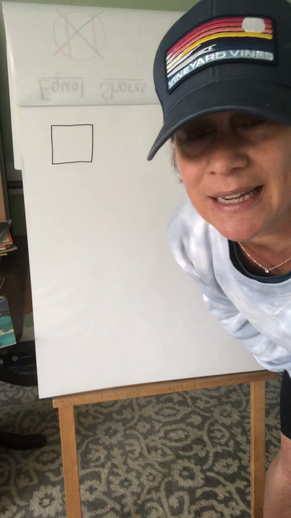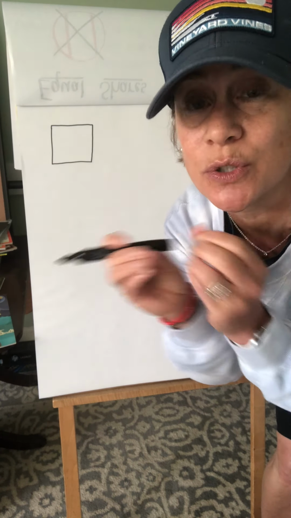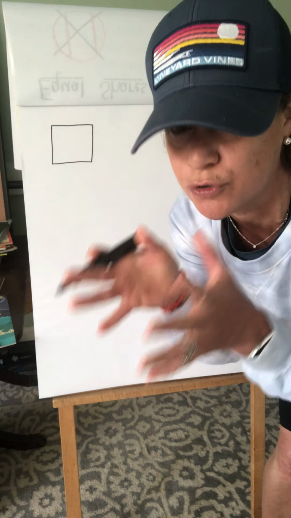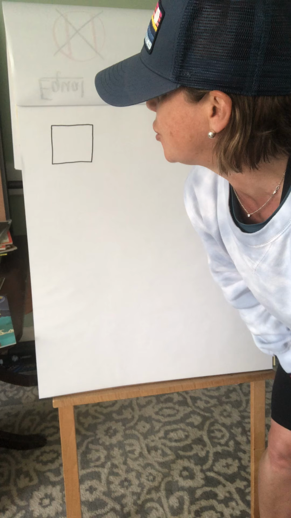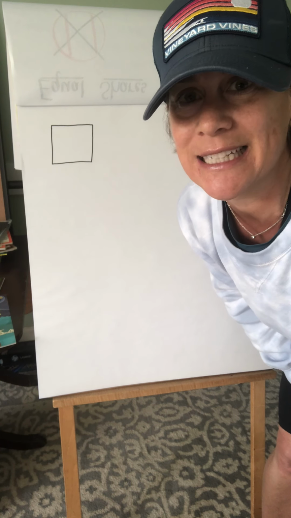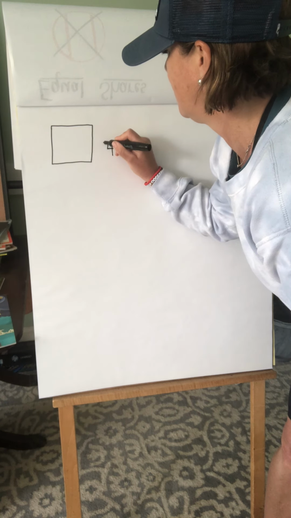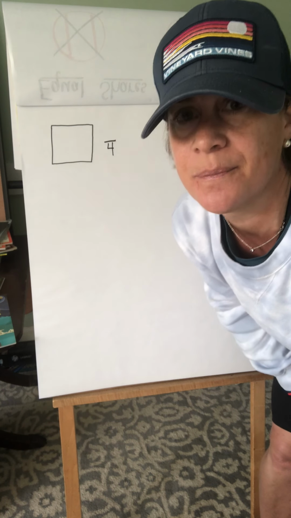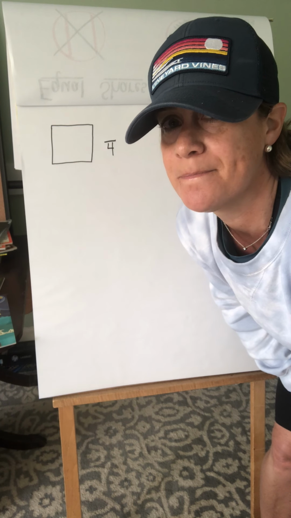Sometimes I can tell some of my parts maybe weren't exactly even. I didn't use a ruler, but as long as I can tell you've tried and you're understanding how to make the equal parts, okay? So I would like you to make this into fourths. You're going to make it into 4 parts. Make sure they're equal. Go ahead and try.